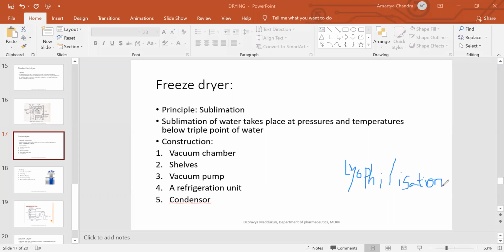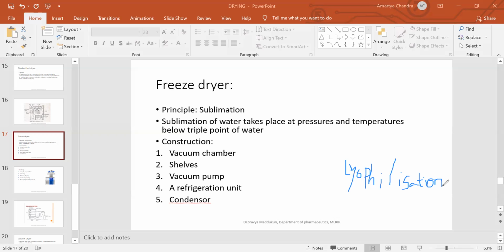You will freeze it. The name itself says you will have to first freeze it. Water, when you freeze it, becomes ice. Ice directly converts into vapor form without passing through the liquid state. So when ice directly transforms into vapor form, there's less chance of water in the substance. This phenomenon is called sublimation and it is the main principle involved in freeze drying.